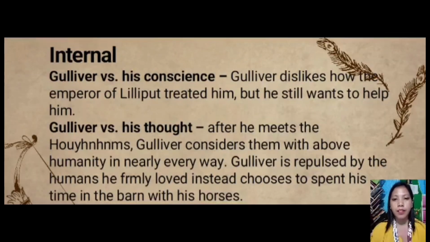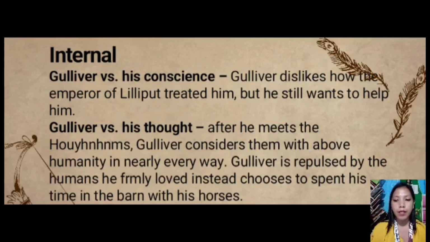First, Gulliver against his conscience. Gulliver dislikes how the Emperor of Lilliput treated him, but he still wants to help him. Gulliver cannot decide how best to help the Emperor of Lilliput to interact with the Blefuscudians. And Gulliver is angry about having to sign paperwork to gain liberty.